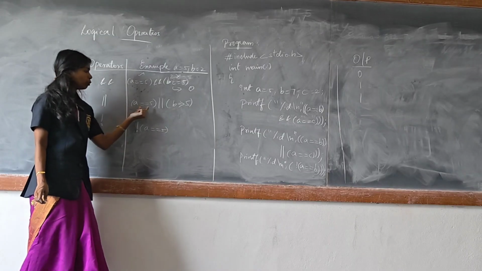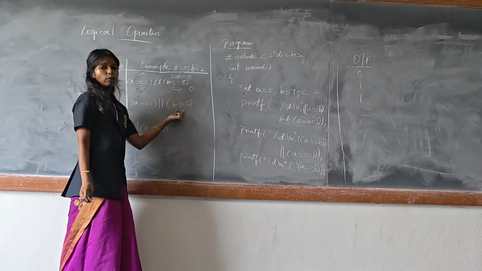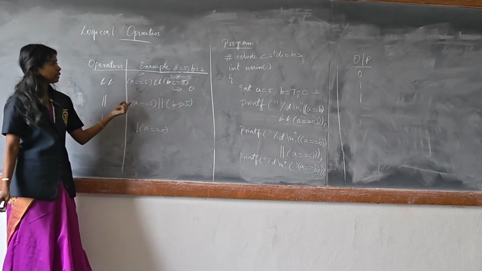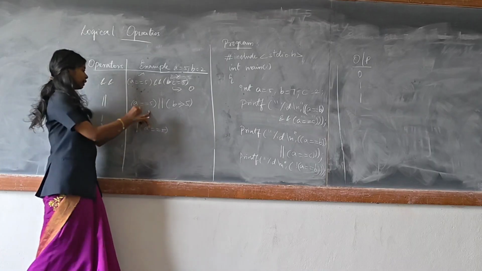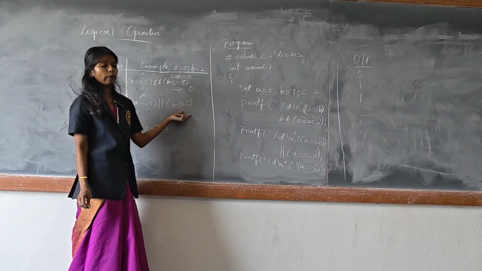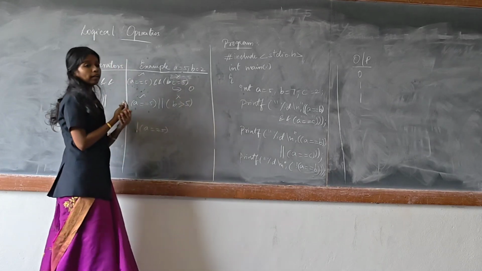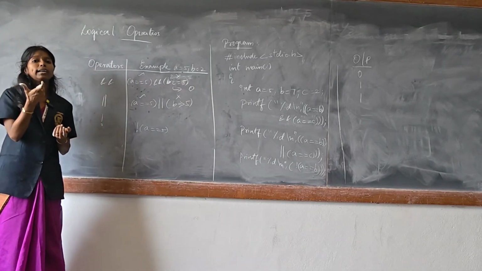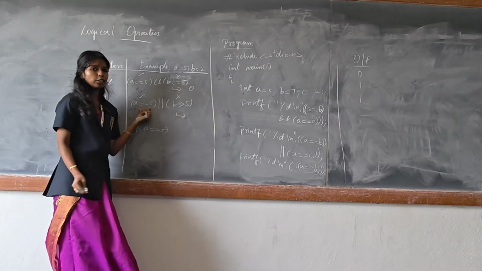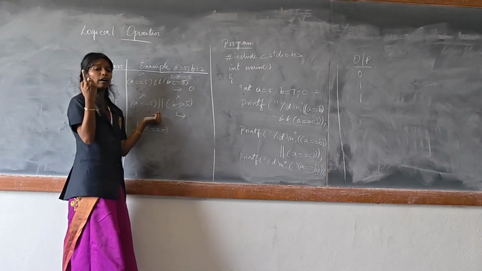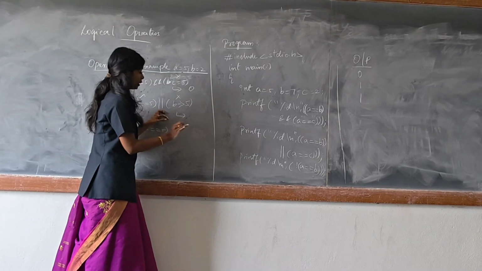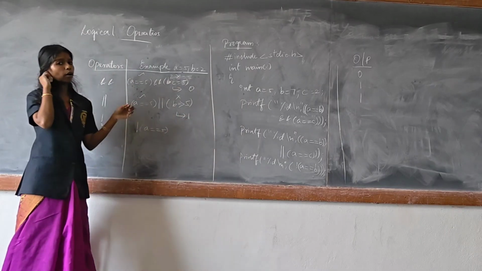Same, a equal to 5, logical OR, b greater than 5. The a value is 5, so 5 equal to 5, the condition is satisfied. The b value is 2. 2 greater than 5? No, right? So that condition is false, but in the logical OR operator, if either one condition is true, we get the value 1, right? So here the first condition is true, the second condition is false. For a logical OR operator, if one condition is satisfied, we get the output as 1.